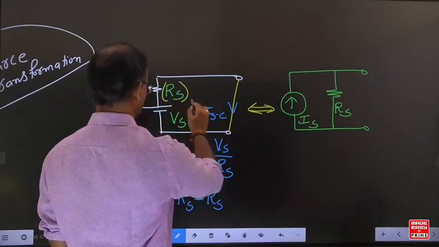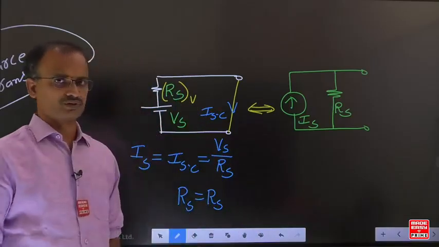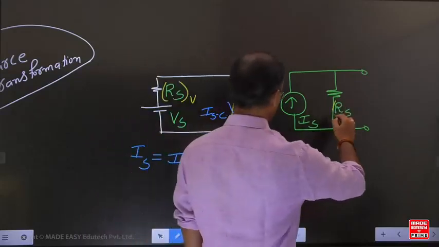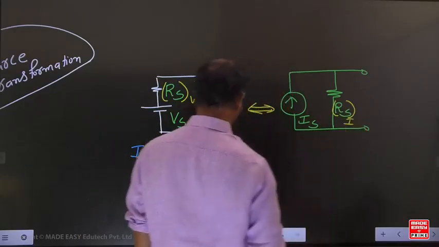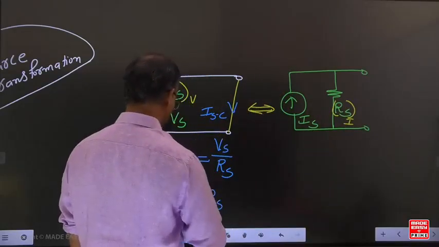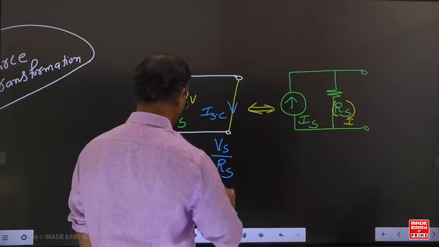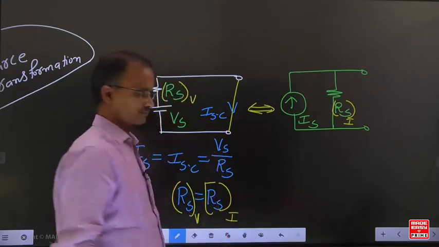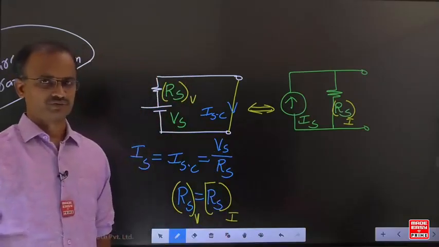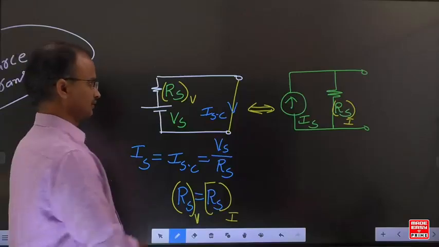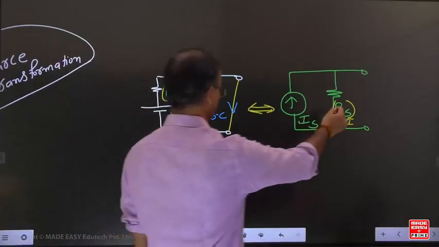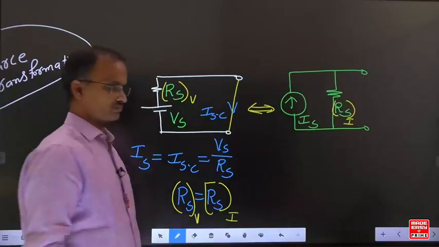To avoid confusion, I am writing like this: internal resistance corresponding to the voltage source, and internal resistance corresponding to the current source. Every time, the magnitudes of the internal resistance of the voltage source and the current source are exactly equal.